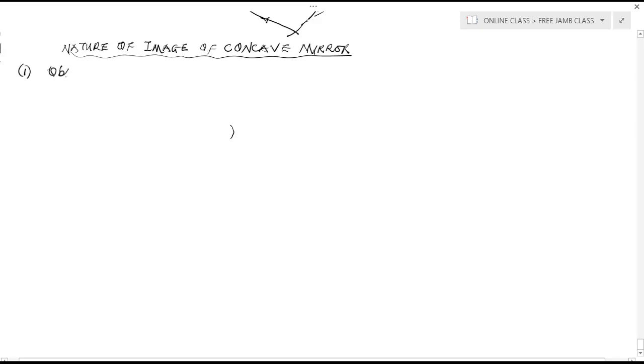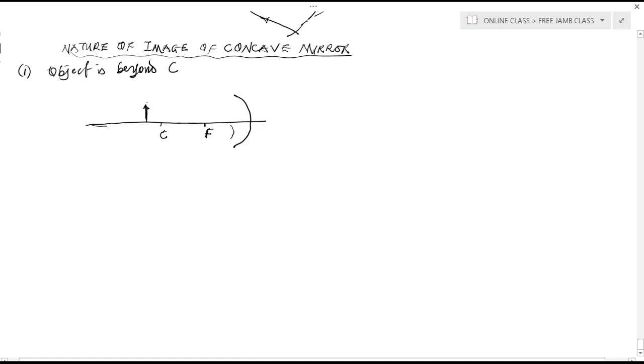Number 1, if the object is beyond C, that is, you have F here. Let me use focal length now. These 2F or either C. Okay, let me use the principal focus. And the object is here.